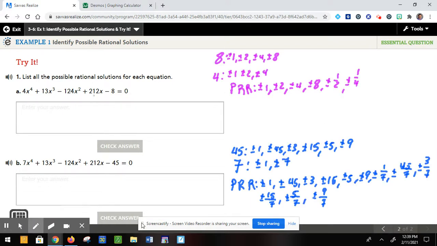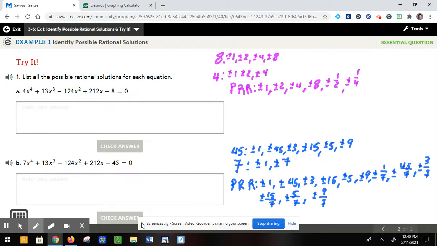Part A, my constant was 8, so the factors are plus or minus 1, 2, 4, and 8. The leading coefficient was 4, so my factors are plus or minus 1, 2, and 4. The possible rational roots, PRR, are just all of these divided by all of these. So I just do it in order. 1 divided by 1 is 1. 2 divided by 1 is 2. 4 divided by 1 is 4. 8 divided by 1 is 8.